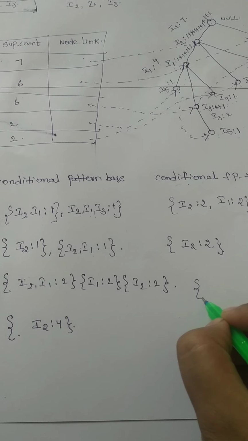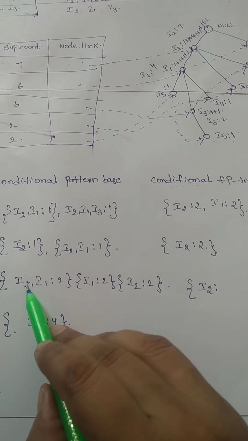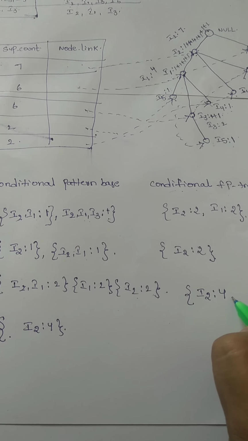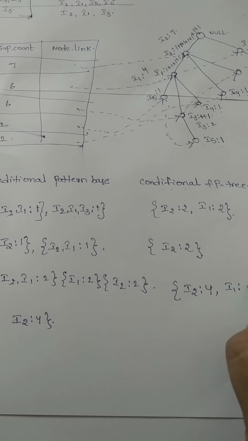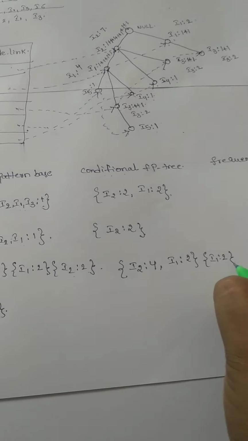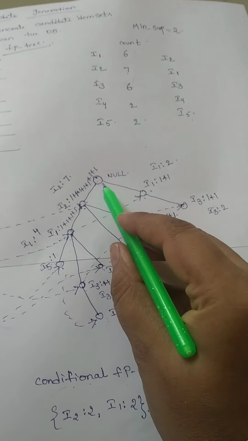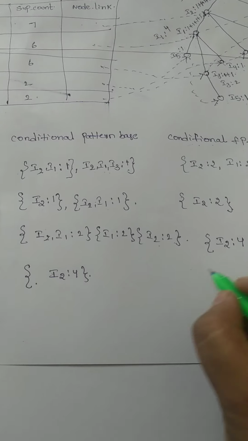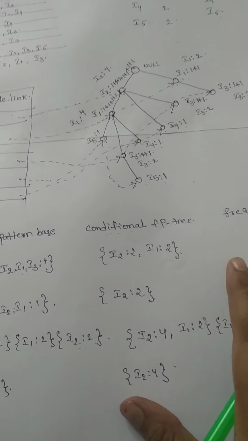So next here we have to take I2. Here I2 is 2, here I2 is 2. Total I2 is 4. I1 value is 2, next I1 value is 2. Why we are taking two I1s is because on one side there is I1 and on the other side we have I1. So the same we have to write. And the last one, I2 is 4. So these are the conditional FP trees.